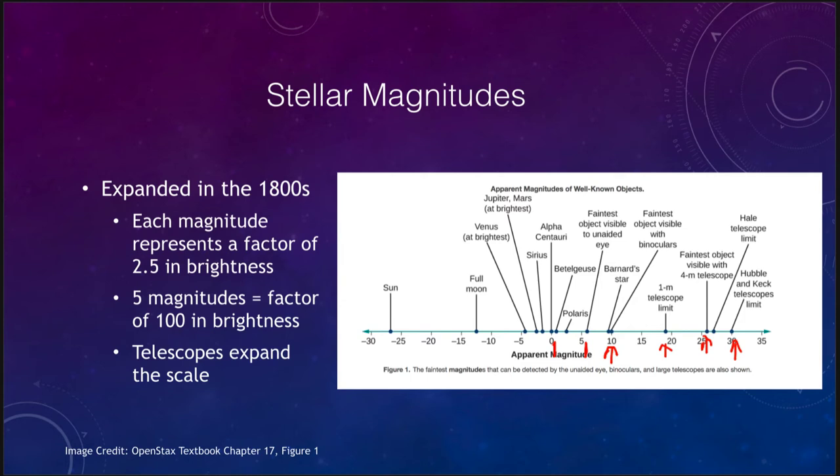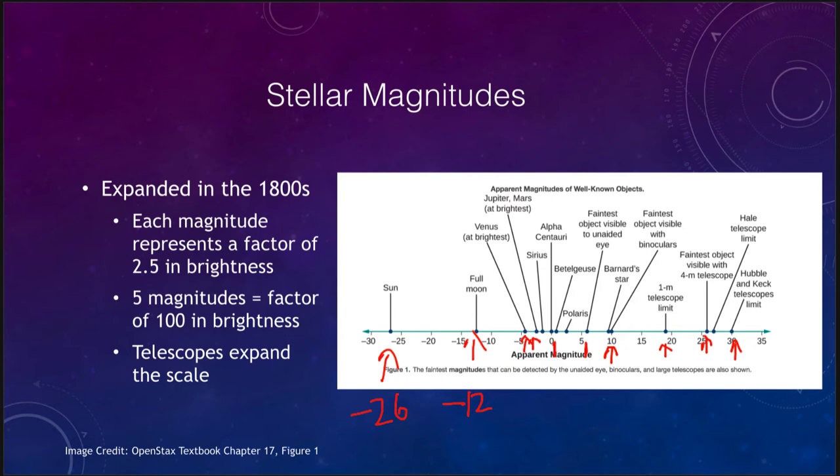Now, there are some things that were not considered, as Hipparchus was only looking at stars. There are some objects that are actually brighter. Jupiter, Mars, and Venus can all have negative magnitudes. The full moon has a magnitude of about negative 12. The sun has a magnitude of about negative 26. Again, very small numbers mean very bright objects.